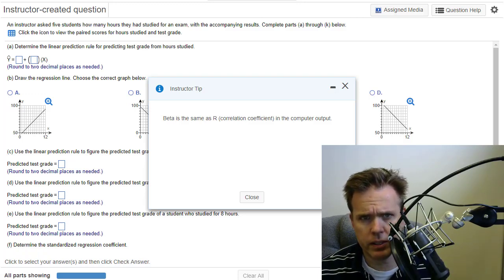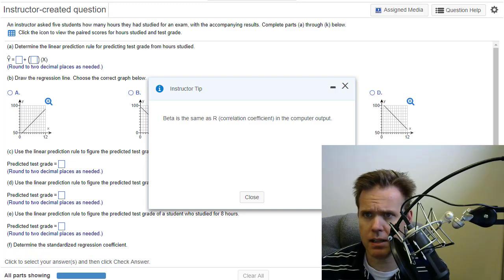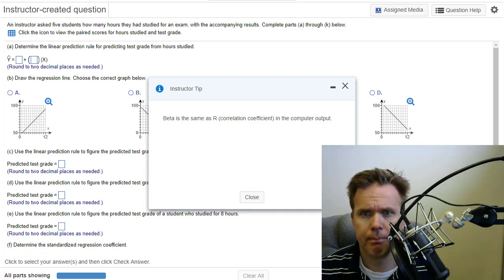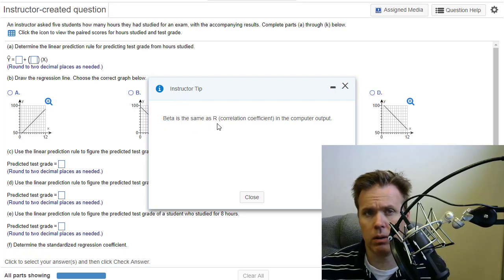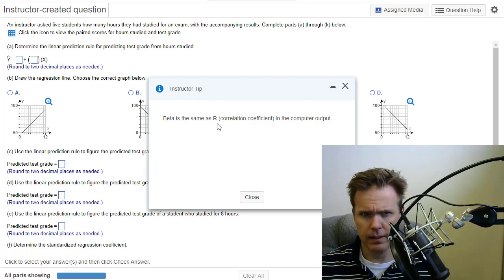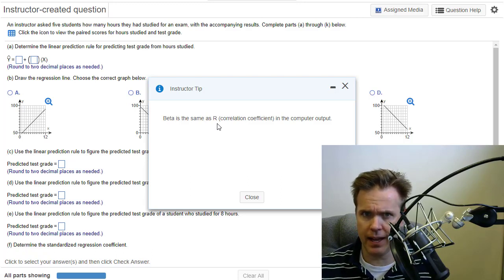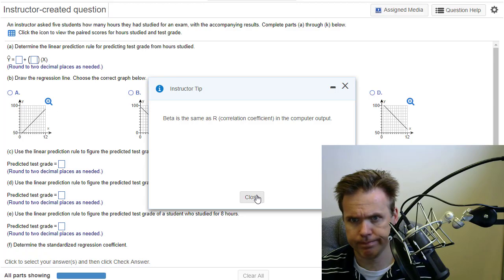So for this question, it reads, an instructor asked 5 students how many hours they had studied for an exam with the accompanying results. Complete parts A through K below. And notice this instructor tip comes up. Beta is the same as R, the correlation coefficient. This is in the reading, but just to put it in the front of your head: when they ask for beta, it'll be the same as R.